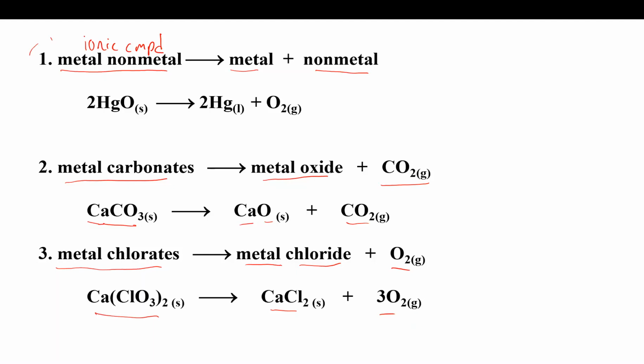So this is just so you get comfortable seeing different types of decomposition reactions and if you could actually predict the products. Again, the easiest would be number one. It's just the opposite example that we use for the combination. Instead of a metal and a nonmetal producing an ionic compound, we have an ionic compound breaking down to the metal and the nonmetal.